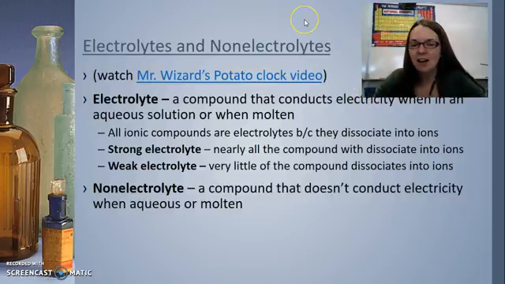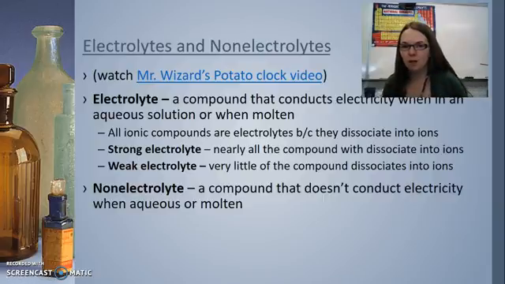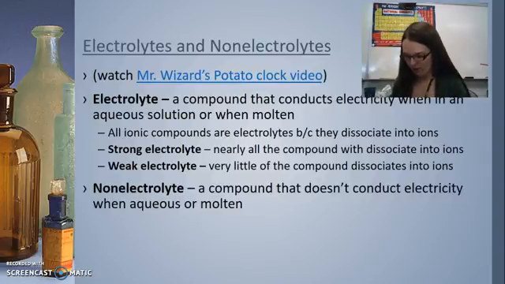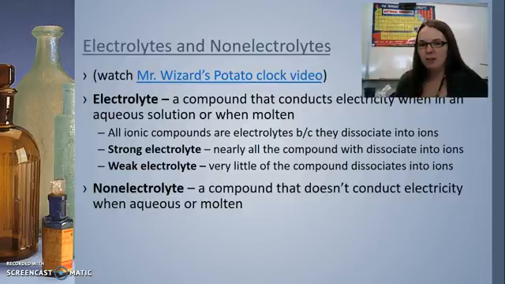An electrolyte, you should already know, is something that will conduct electricity whenever it's dissolved in water or when it's molten, which means it's like a liquid at really, really high temperatures. All ionic compounds are electrolytes because they will break up into ions. They'll break up into positives and negatives, and that helps transfer electricity.